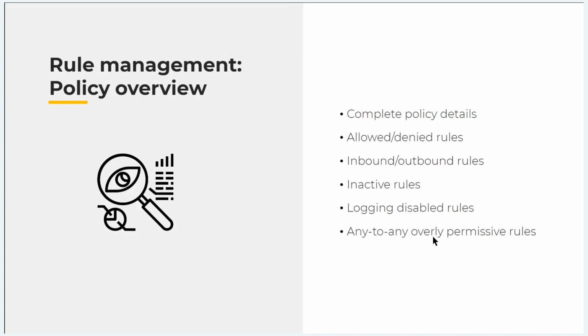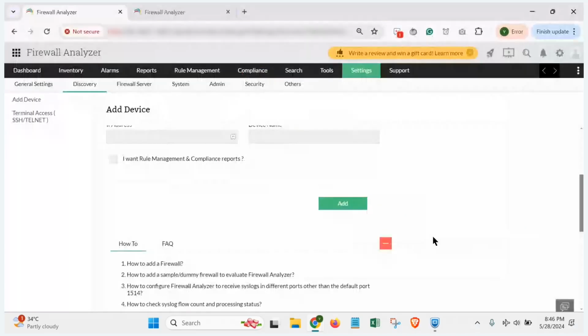This feature allows one to filter the rules according to the allowed and denied rules, inbound and outbound rules, inactive rules, logging disabled rules, any-to-any overly permissive rules. And you can also download and analyze the list of these rules. So by using this feature, Jim now gets visibility into the complete list of rules that are currently configured to his firewall. Let me take you to the product UI to show that to you in working.